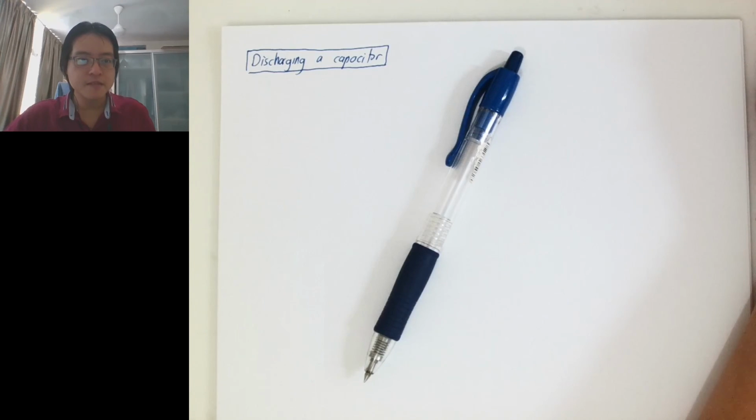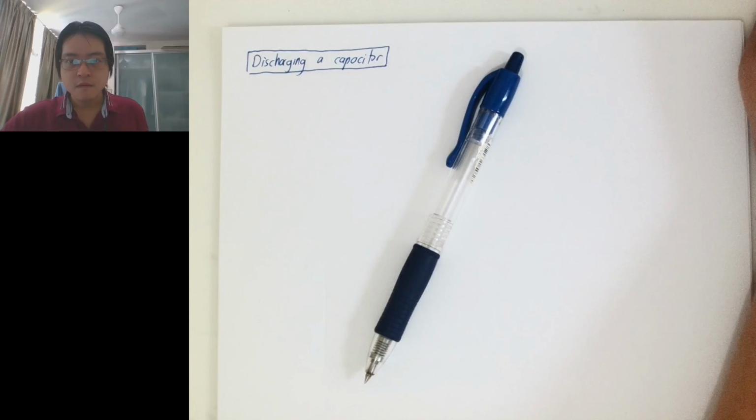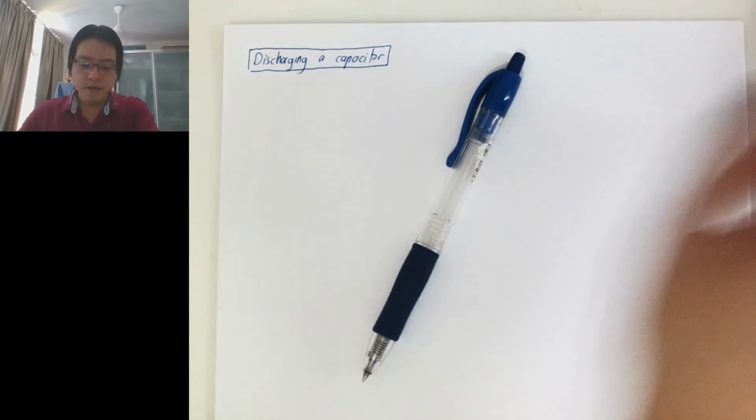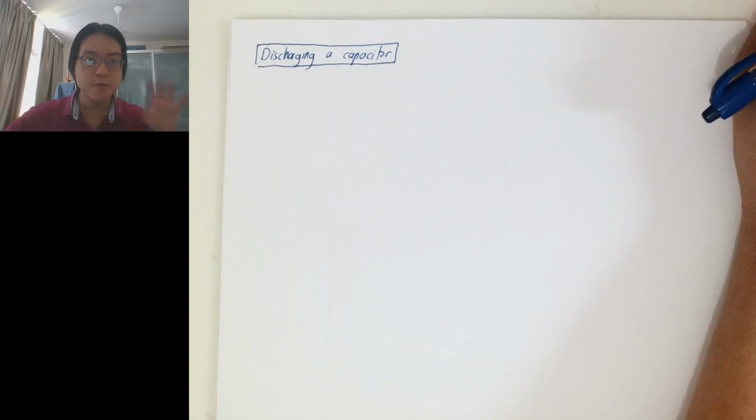So over here, yes, this is an exponential decay. Any other typo? Okay, so that's it for the charging. That's how we charge a capacitor.